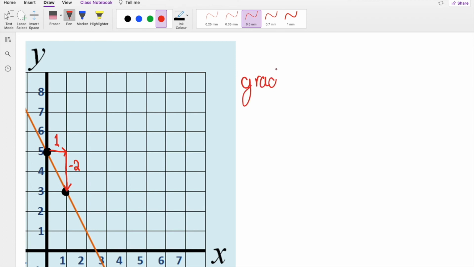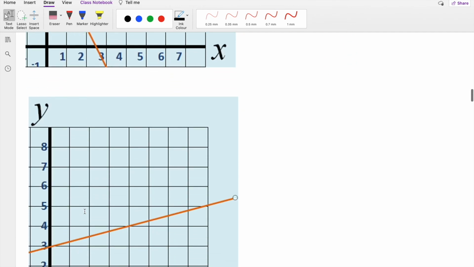To find the gradient of this line, difference in y over the difference in x. Well, the change in y is -2 and the change in x is +1. -2 divided by 1 gives us -2. So this is telling us this line has a gradient of -2. It's negative because of the direction it is going in. Just one more example then.